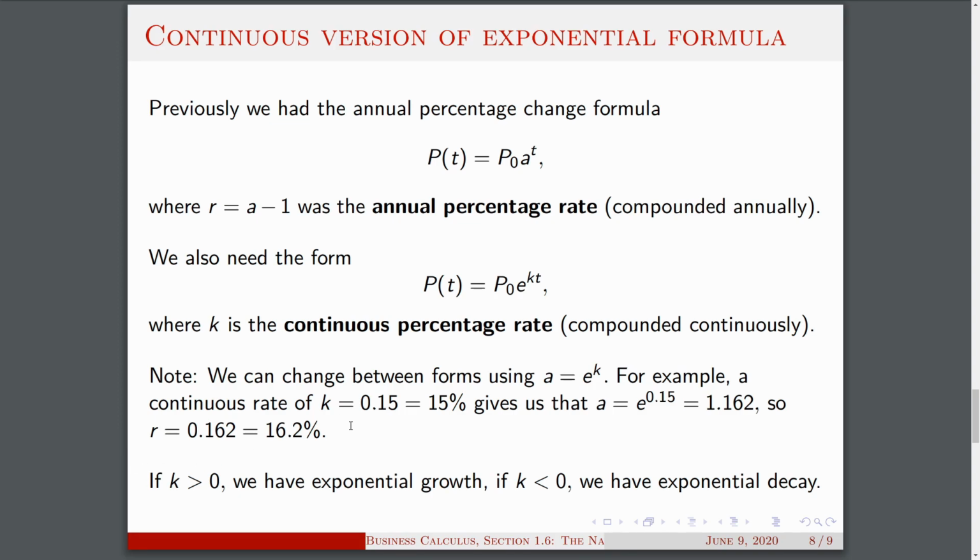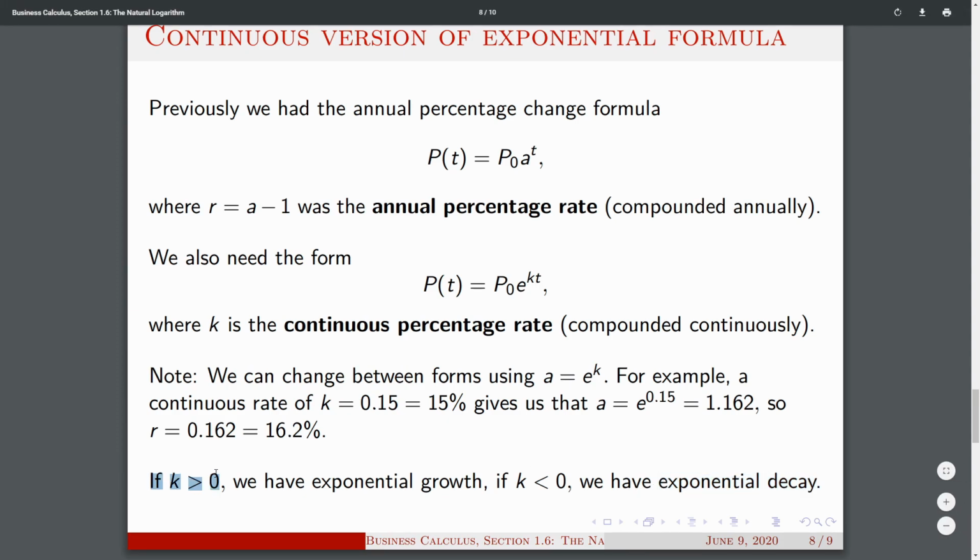Okay, so that's that. And notice that when k is a positive number, we have exponential growth. k could also be negative. That would be a negative rate, and that would be decay, just like before. This is the same as for r. When the rate is positive, we have growth, and when r is negative, it's decay, which is what less than 0 means.